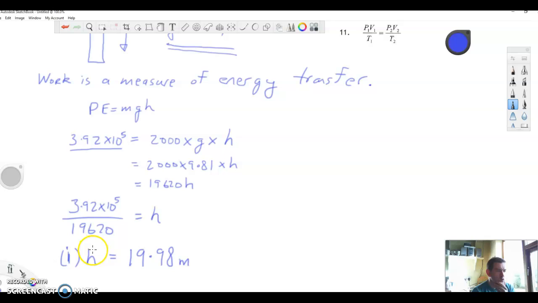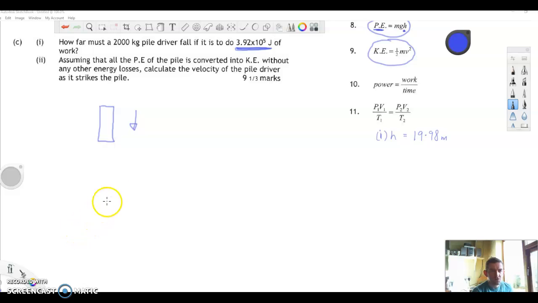The next part of the question was: assuming that all potential energy of the pile is converted into kinetic energy without any other energy losses, calculate the velocity of the pile driver as it strikes the pile. We've just done section 1 and now we're going to do section 2.